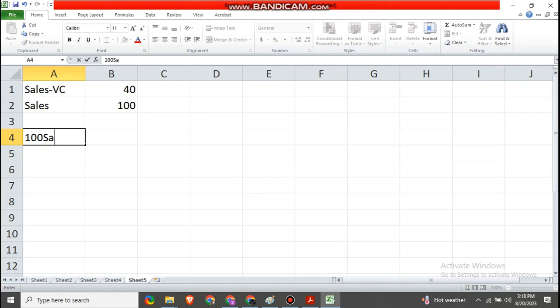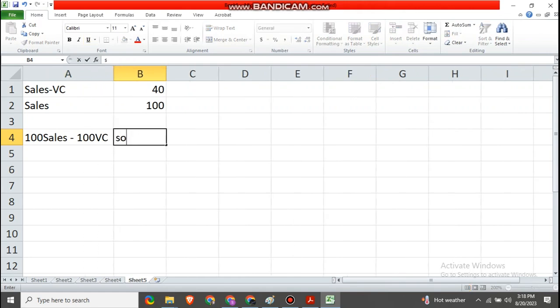The cross multiplication would be 100 sales minus 100 variable cost is equal to 40 sales. Okay, now let's take the sales on one side and the variable cost on the other side. So we can say this is 100 sales minus 40 sales equals 100 variable cost.